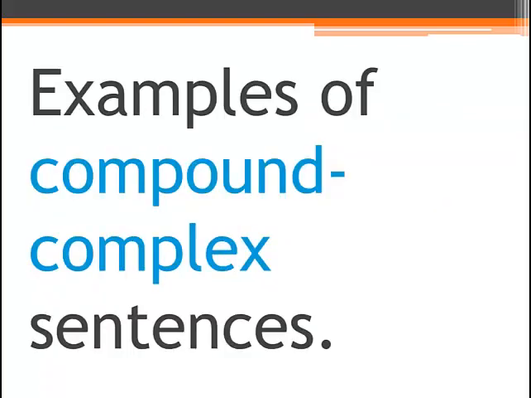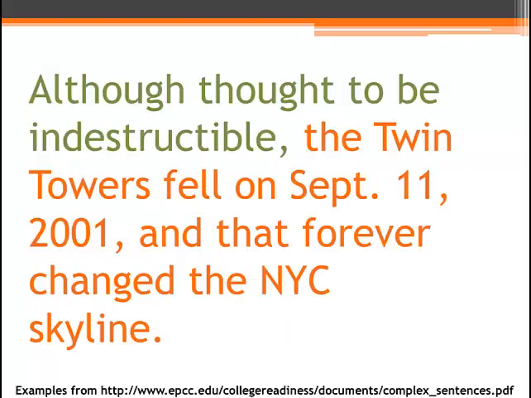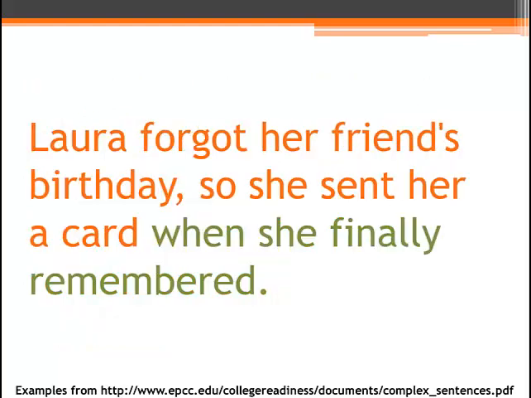Okay, so let's take a few looks at some compound complex sentences. In this example, you'll see that the dependent clause is in green and the compound sentence is in orange. So let's look at this whole entire sentence. Although thought to be indestructible, the Twin Towers fell on September 11th, 2001, and that forever changed the New York City skyline. So let's take a look at another example. Again, in this case, in green we have our dependent clause and our compound sentence appears in orange. So Laura forgot her friend's birthday, so she sent her a card when she finally remembered.